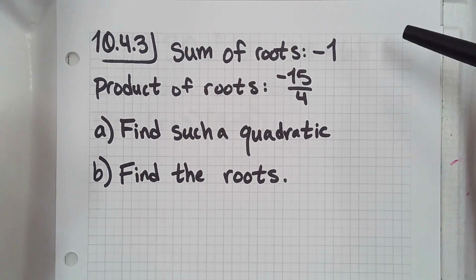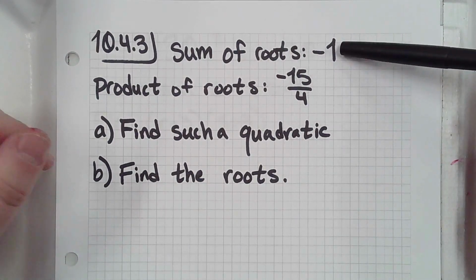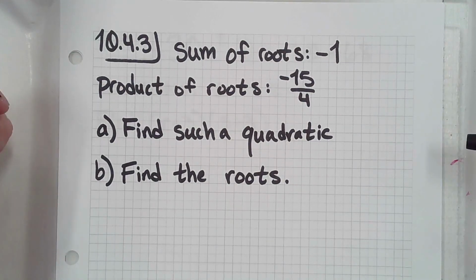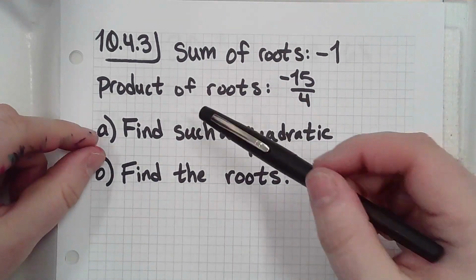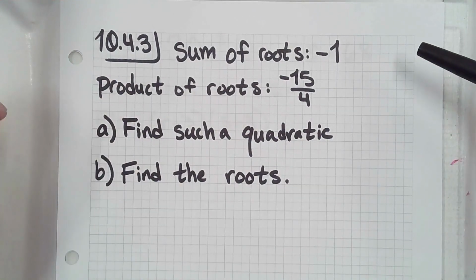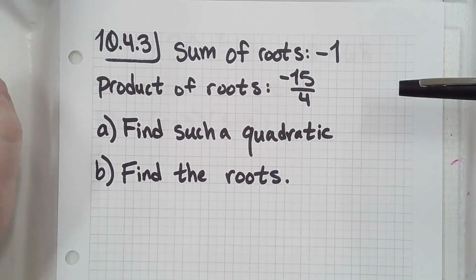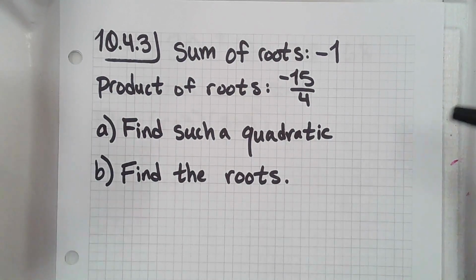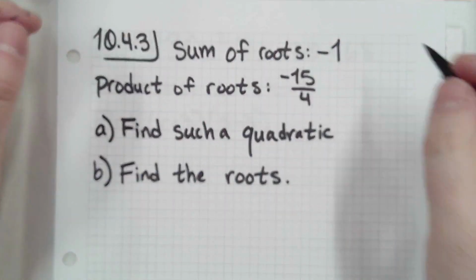So looking at this, it says we know the sum of our roots is -1. So the answers to our quadratic equation must be adding to -1. And those same answers, those roots, must multiply to -15/4. It says find such a quadratic and then find the root. So this is similar to a problem we had a couple sections ago. But this time, we've got a fraction here.